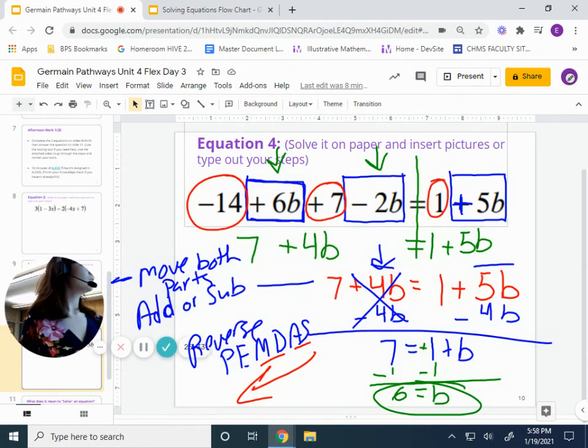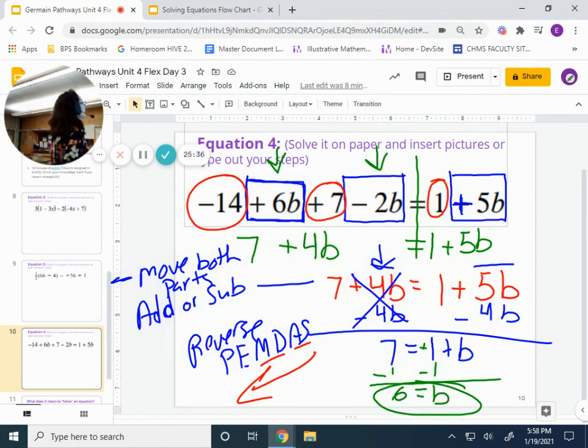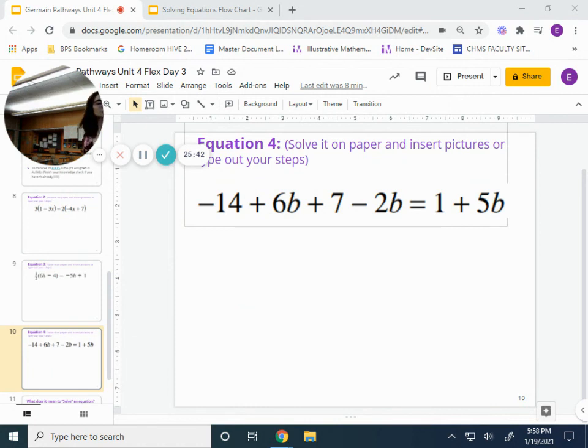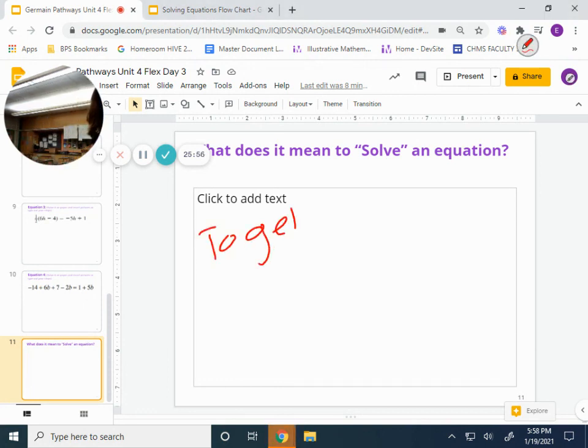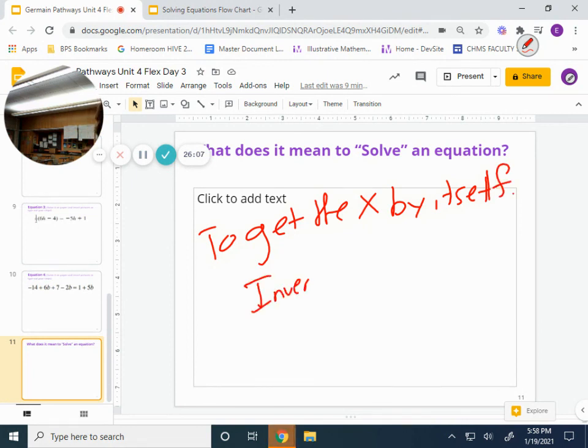Okay? Last little bit. Pause this video if you need to look at those answers again. Let me get rid of this ink and let's look at the last question here. Last question for you today is, what does it mean to solve an equation? What does it mean to solve an equation? It means to get what by itself? To get the x by itself. Okay, and to do that, you need to use the inverse or opposite operation.